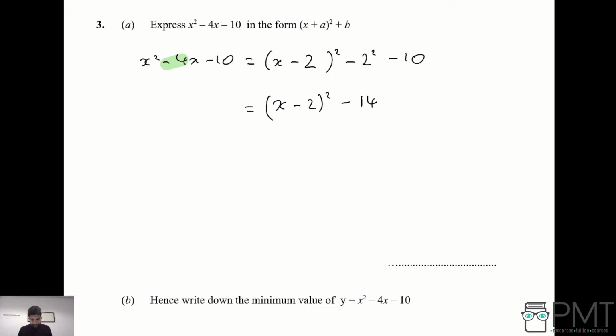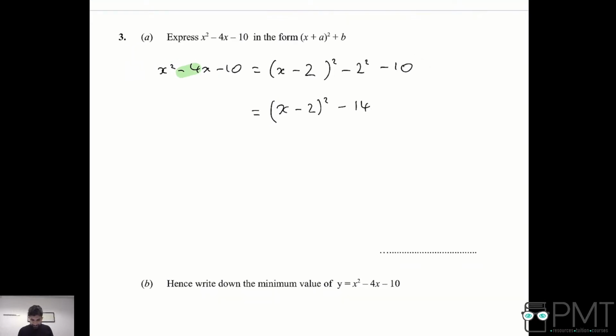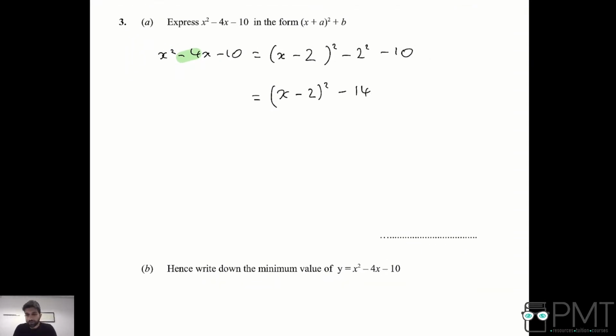Okay, let's see how this relates to the minimum value. So hence write down the minimum value of this curve. Let me know if you have what the minimum value is, if you have seen this before. Let me check this.